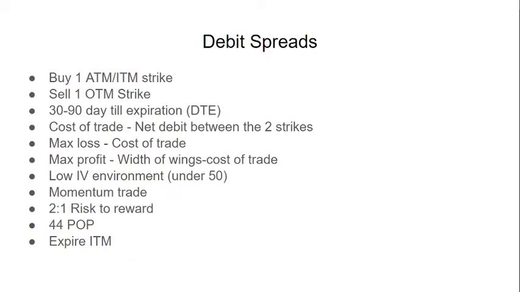A debit spread, so what you're going to do is buy one at the money or in the money strike, and then sell one out of the money strike. That gives you a net debit that you're paying. Usually I go 30 to 90 days out till expiration, DTE, days till expiration. The further out, the safer they're going to be, because you have more time in case it goes against you. Cost of the trade is the net debit between the two strikes. The max loss is your cost of trade.